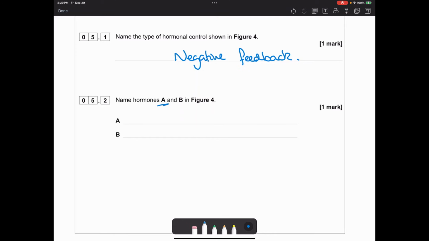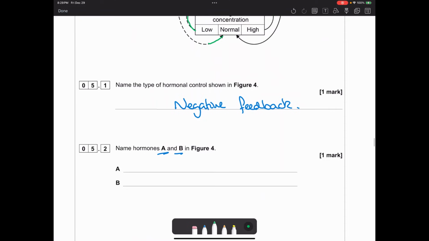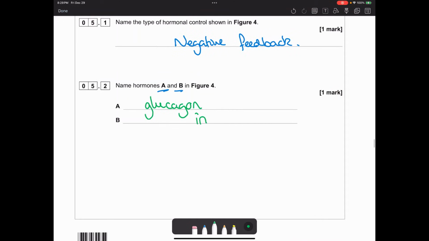Name hormones A and B in figure 4. So if I look at hormone A, what is hormone A doing to our blood glucose concentration? Well, hormone A is taking it and bringing it back to normal from when it was too low. So hormone A is the hormone when our blood sugar levels are too low, and that is the higher tier only hormone you've got to know, which is called glucagon. Now, when blood glucose concentration gets too high, this is the classic one that everyone's got to know, which is insulin. So glucagon is A, insulin is B.